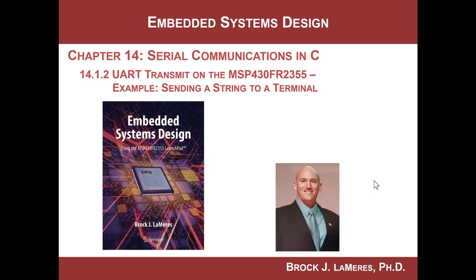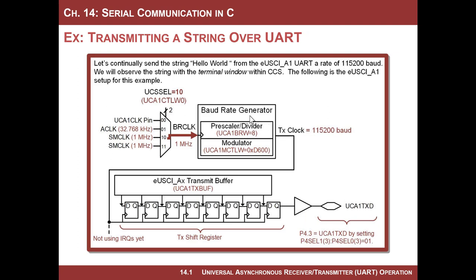So in this video, we're going to extend that and start sending a string to the terminal and actually type out a sentence. Okay, so let's take a look at our setup. First of all, let's use the standard 115200 baud. To do that, let's choose SM clock as our baud rate clock into the baud rate generator. We'll do a prescaler of 8, and then a modulation setting of D600. That'll put us in low frequency mode and configure the second stage modulation to D6, and that'll dial us in as close as we can to 115200.